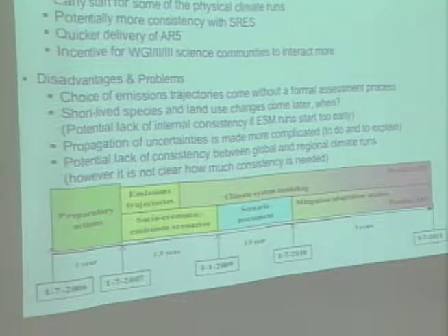Yeah, I'm not sure why I wrote this one. Potential lack of consistency between global and regional climate trends. Yeah, not sure about that.